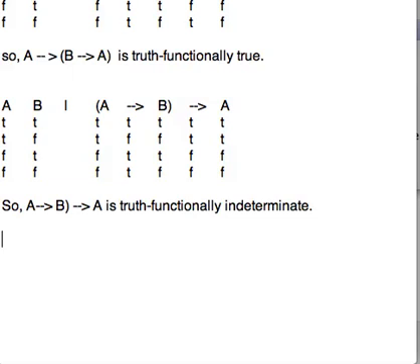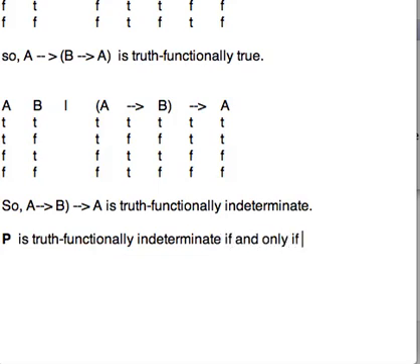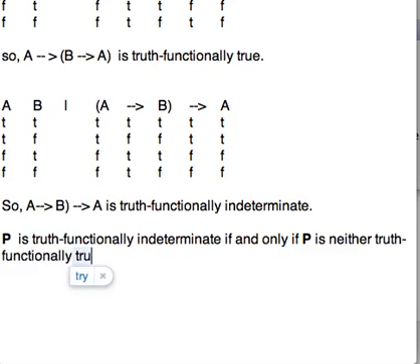In other words, P is truth functionally indeterminate if and only if P is neither truth functionally true nor truth functionally false. Okay, so that covers now truth functional truth, truth functional falsity, and truth functional indeterminacy.